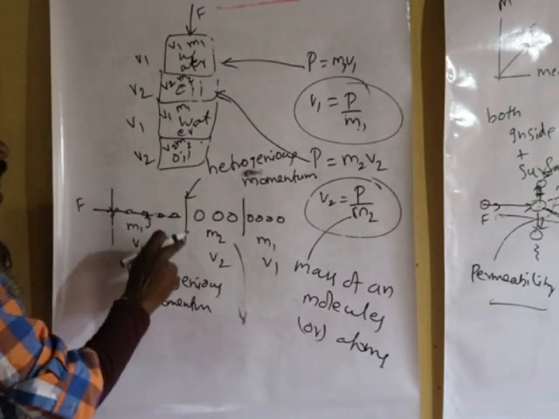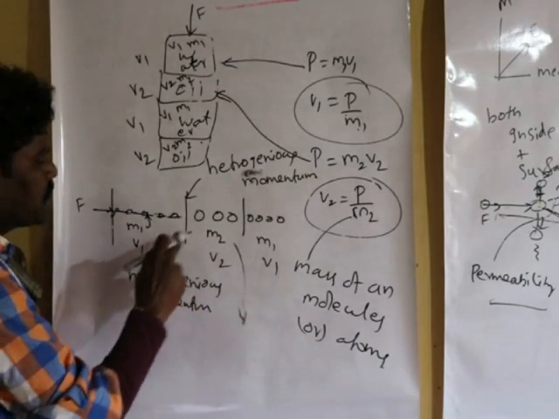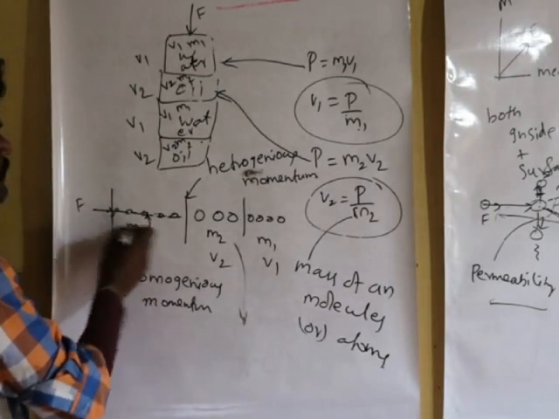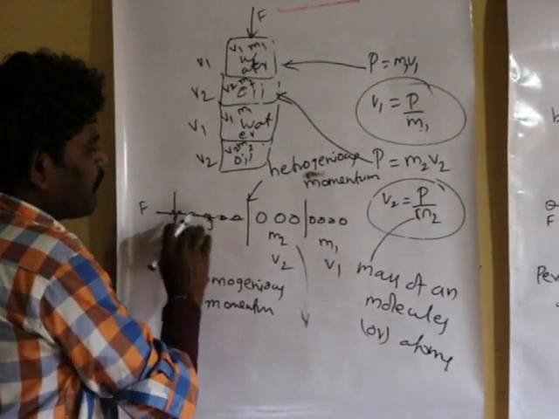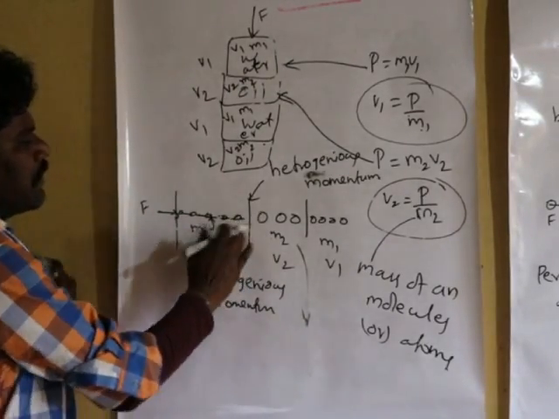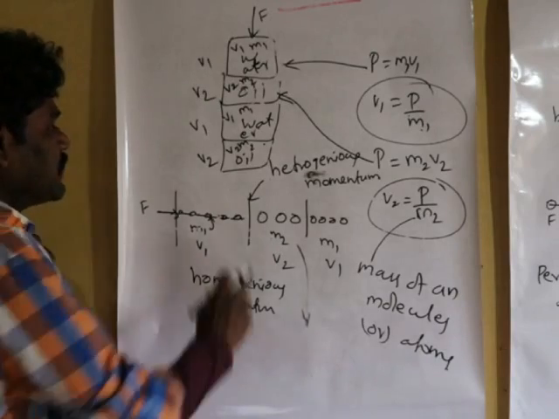In this case I call it a heterogeneous momentum. In this case I call it homogeneous momentum. In this case all the molecules are the same type, and so for the signal propagation there is no problem. Here there is a system change. Because of the system change, the masses also change.